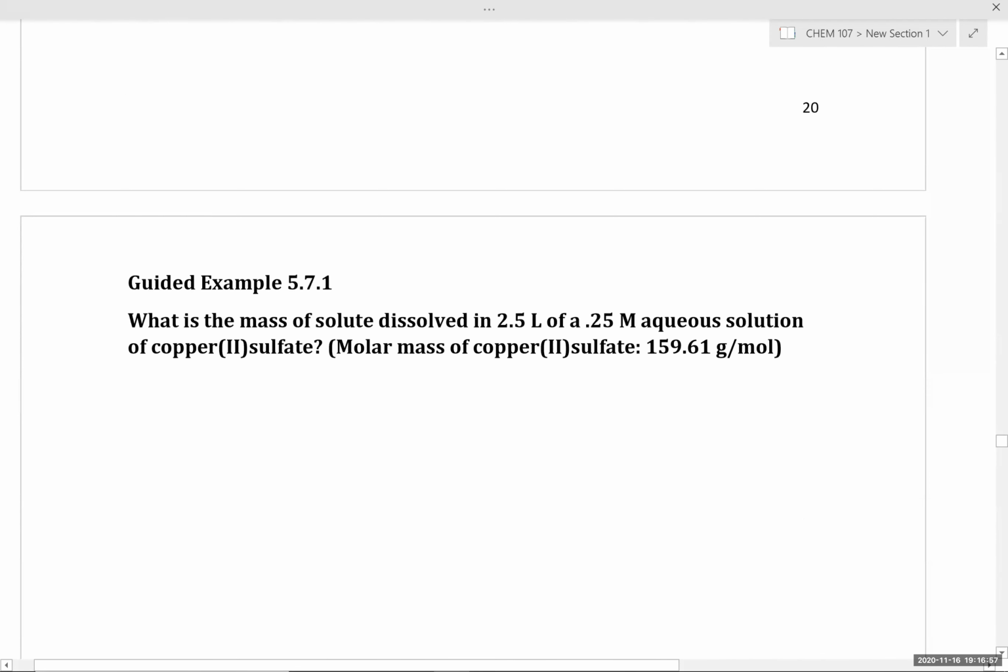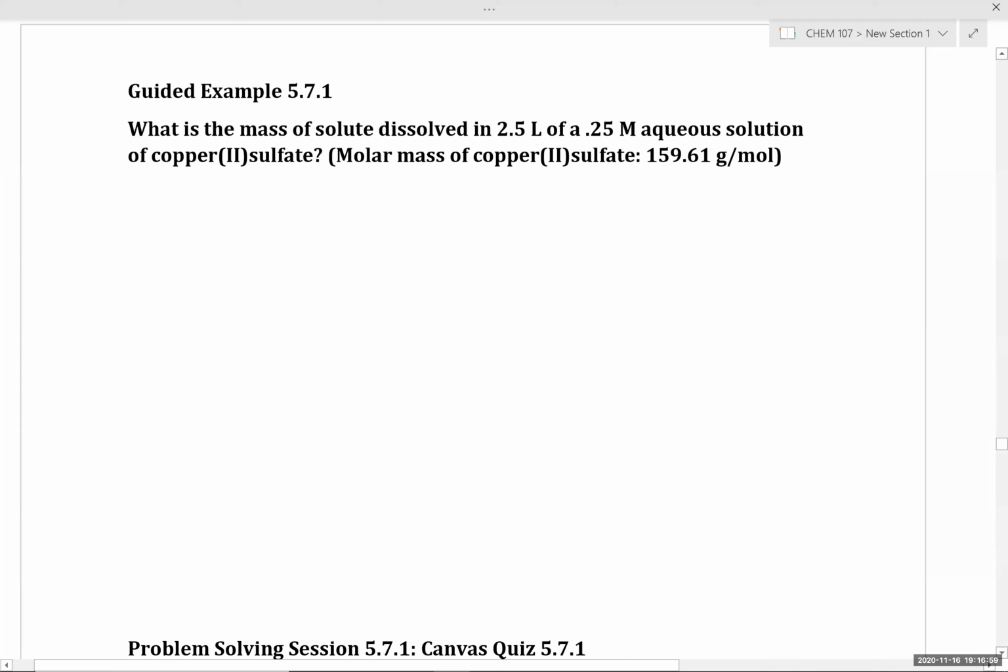Okay, so let's keep going now and let's showcase an alternative set of calculations that you may have to do. In this case, we're asked to calculate the mass of solute dissolved in 2.5 liters of a 0.25 molar aqueous solution of copper 2 sulfate. Okay, so we know that molarity can be thought of as a conversion factor. So molarity serves as a bridge that allows us to convert between the volume in liters and the moles of solute. Okay, we know this.